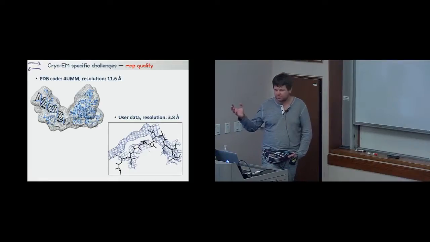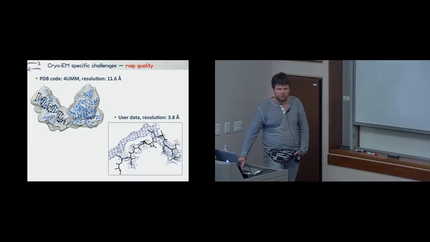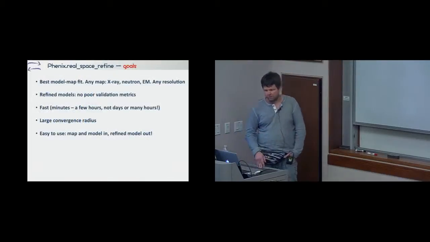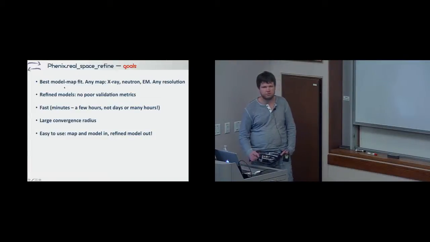Having those observations made us formulate the set of goals for Phenix Real Space Refine, what we really want to do as the strategic plan for development. We want Phenix Refine to provide the best model to map fit under the constraint that there are no geometrical outliers.